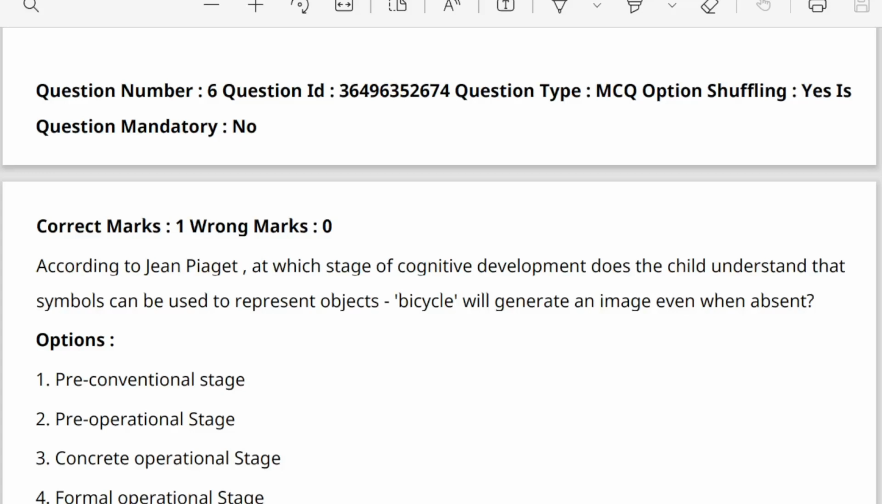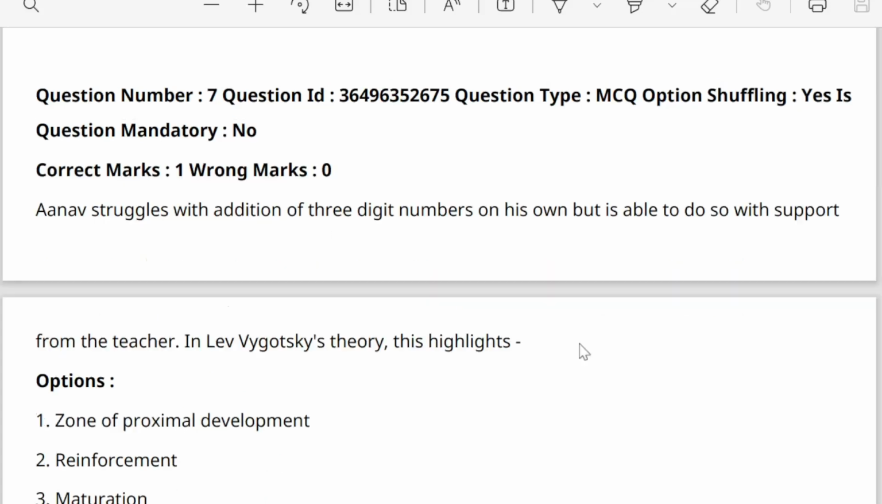We have the pre-operational stage, the concrete operational stage, and the formal operational stage. The pre-operational stage is the correct answer because between the age of 2 and 7, the child is able to internalize, and can understand that certain words represent certain images or certain concrete ideas, and they can internalize these images. So the correct answer to this is 2, pre-operational stage.